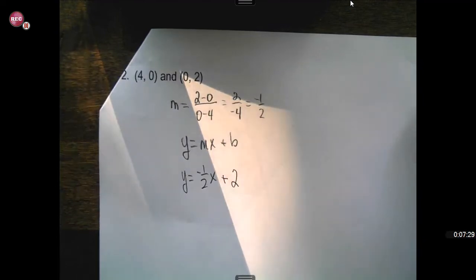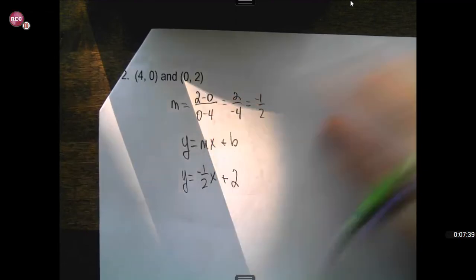So I don't have to use algebra to find the y-intercept. They gave it to us. There it is. Okay. That's our answer. That's the equation of the line that goes through those points.